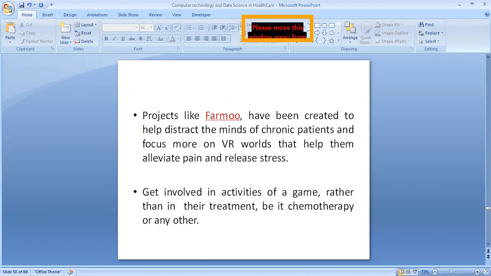One such project is FAMU, wherein, according to the patient's age, they are going to provide different imagery or a virtual environment which they feel comfortable in, and they thereby reduce the pain, stress or anxiety, whatever it is, so that the overall health condition of the patient is going to improve.